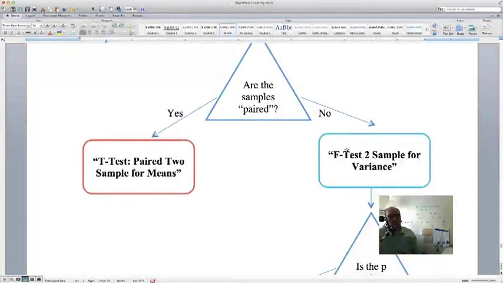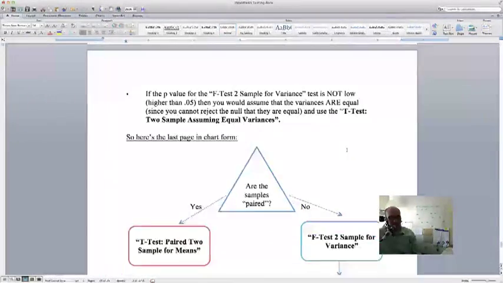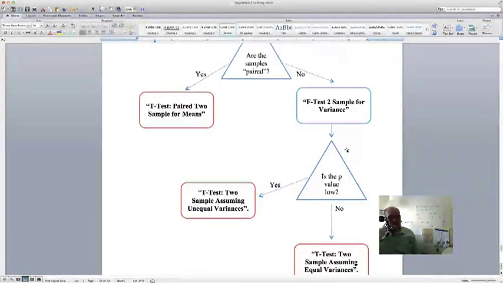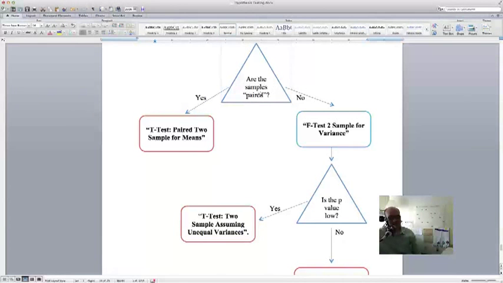So here, let me zoom out a little bit. Here is sort of the big picture of what I just talked about. So the first question we're going to ask ourselves: are the samples paired? What is paired data? Paired data means I get the same person or the same thing doing things in both populations. The measurements of my things in both populations have some correlation to one another.